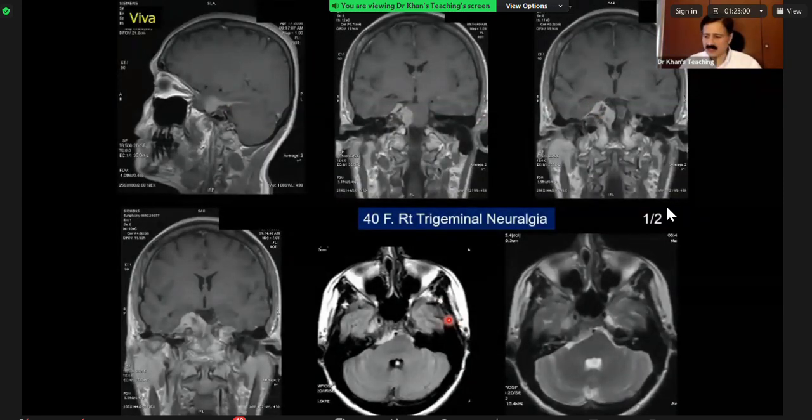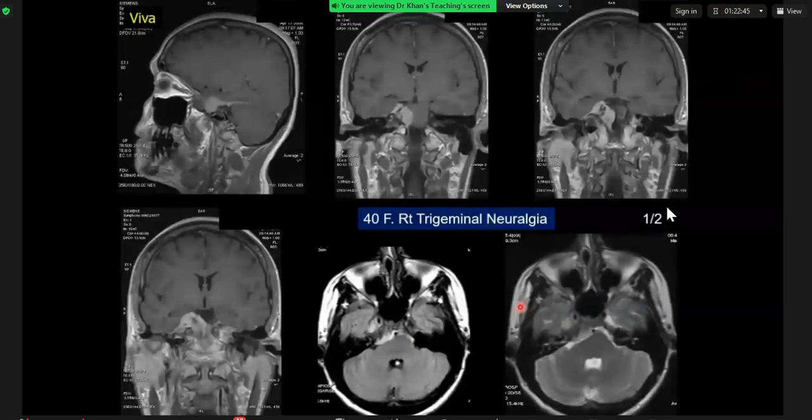Now, if you just concentrate on this sequence, which is a FLAIR, and this is a T2 weighted sequence, what is happening to the Meckel's cave? What is the difference between the Meckel's cave? So on the contrast enhancement, I can see there is an enhancement of the right-sided Meckel's cave. So it shows that it's involving the Meckel's cave, and there is the fifth nerve passing through the Meckel's cave.